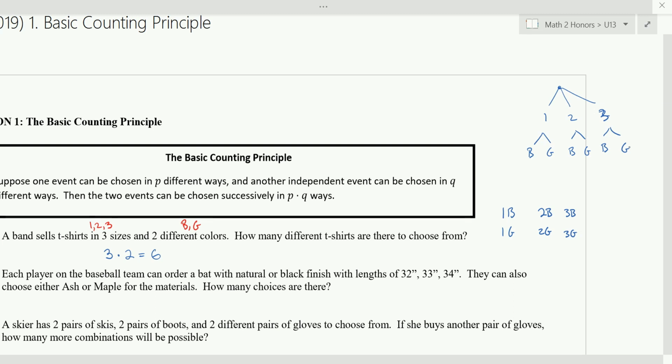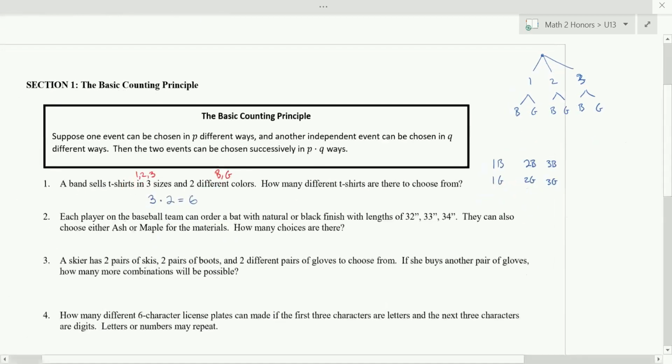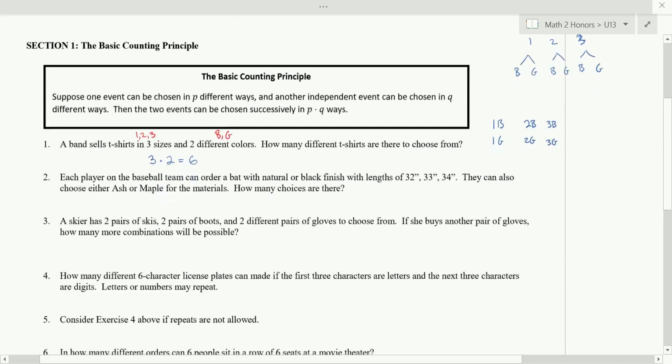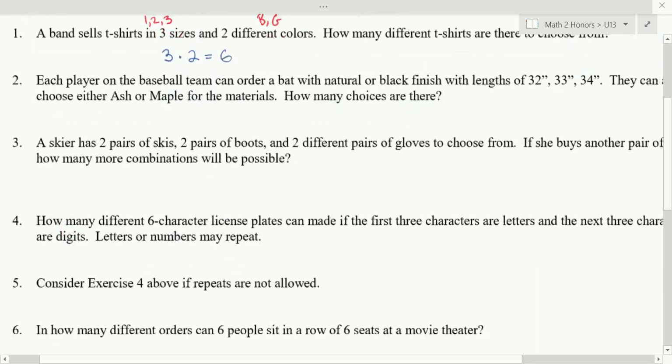And it's easy on a small scale to see this, but when numbers get really big, you're not going to want to list them out. You're not going to want to create a tree diagram, and you're going to want to understand a method that's useful, and that's this fundamental counting principle, and why that would be the case. So let's amp it up a little bit, and let's look at number 4.